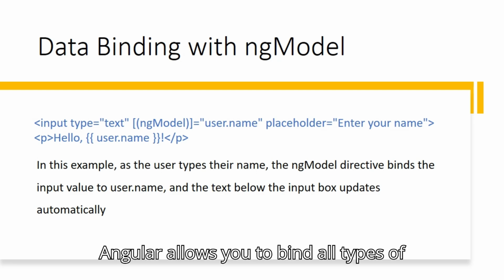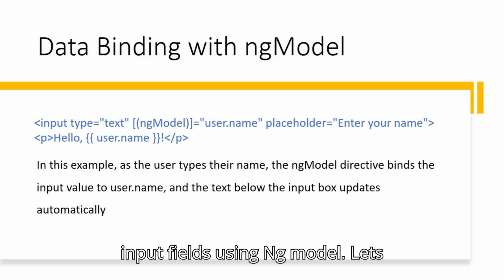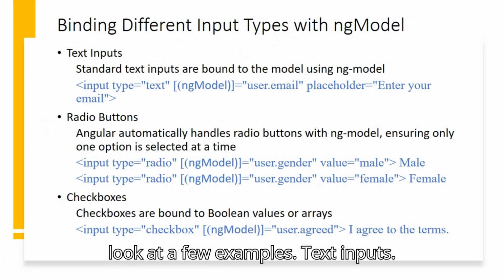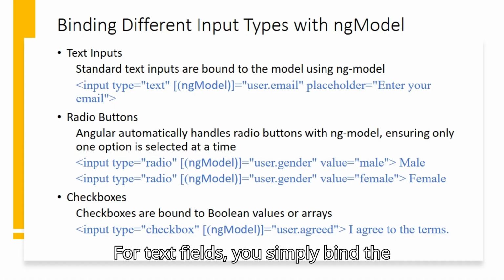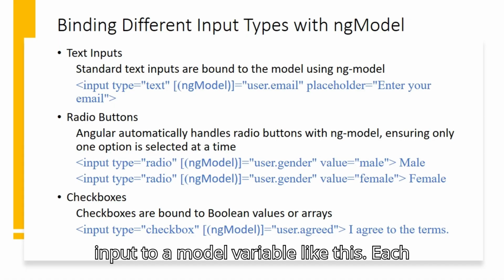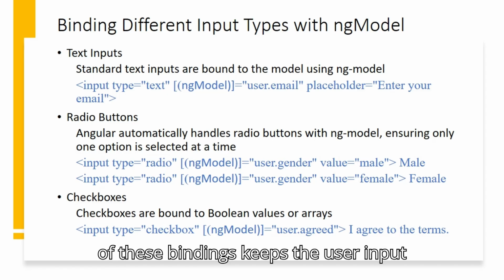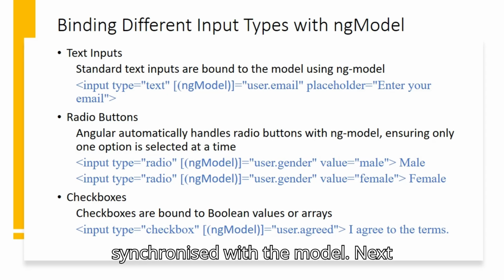Angular allows you to bind all types of input fields using ngModel. Let's look at a few examples. Text inputs. For text fields, you simply bind the input to a model variable like this. Each of these bindings keeps the user input synchronized with the model.